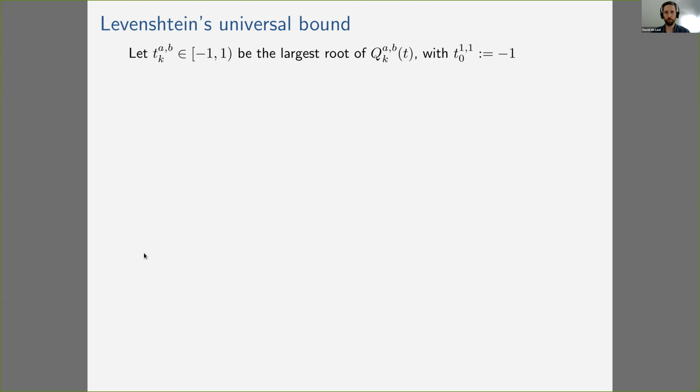So yeah, I want to briefly show this. This is fairly old, but still I want to briefly show you because I think it's also very nice. So we define these roots of these polynomials. And then for the degree 0 polynomial, we just set this root to -1. And then you can show these inequalities. So this divides the [-1, 1] interval into subintervals between these numbers all the time.